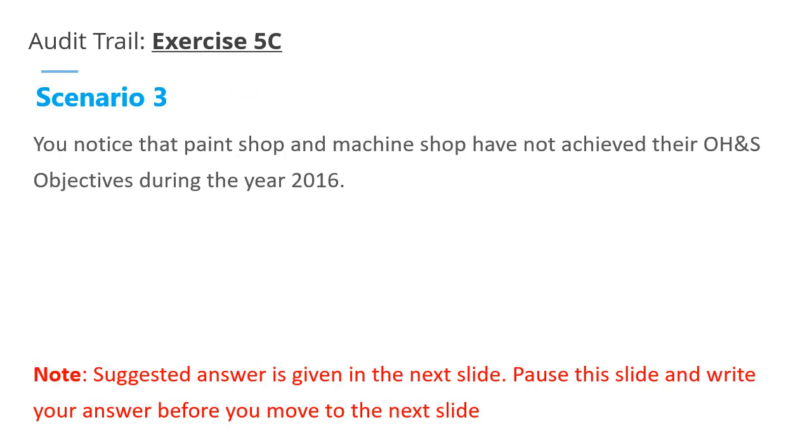Scenario 3. You notice that the paint shop and machine shop have not achieved their OHS objectives during the year 2016. Do you think it's a non-conformity? If not, then what audit trail will you follow?